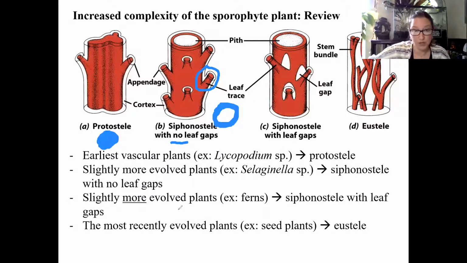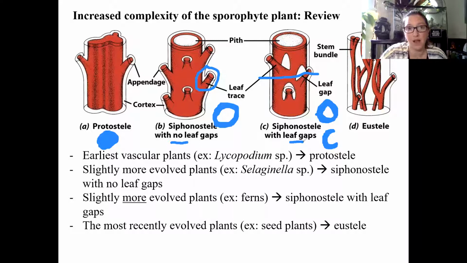Once you get to the ferns, which, by the way, are not covered on this exam, right? Ferns are not on this exam, but since all of these are on this slide, I'm walking you through the progression. You have a siphonostele with leaf gaps. It still looks like a ring of xylem and phloem with a pith inside. However, depending on where you do the cross section, like if you did it right there, the ring may not be complete because there are these new things called leaf gaps.